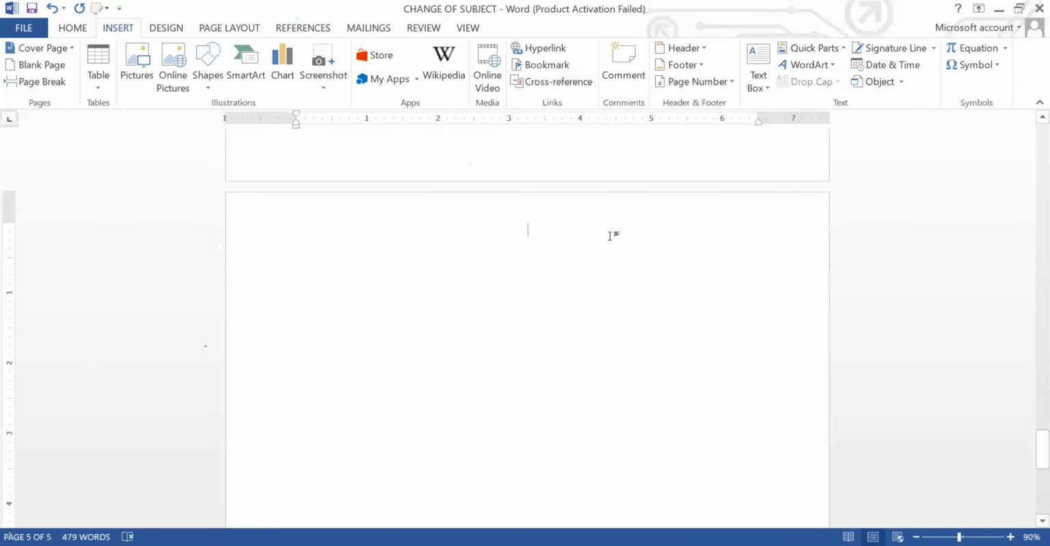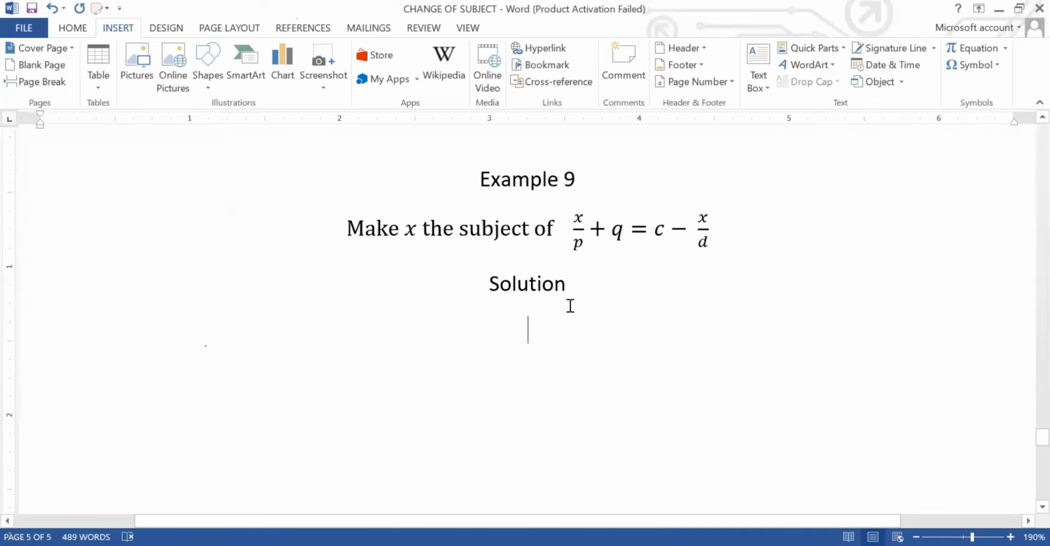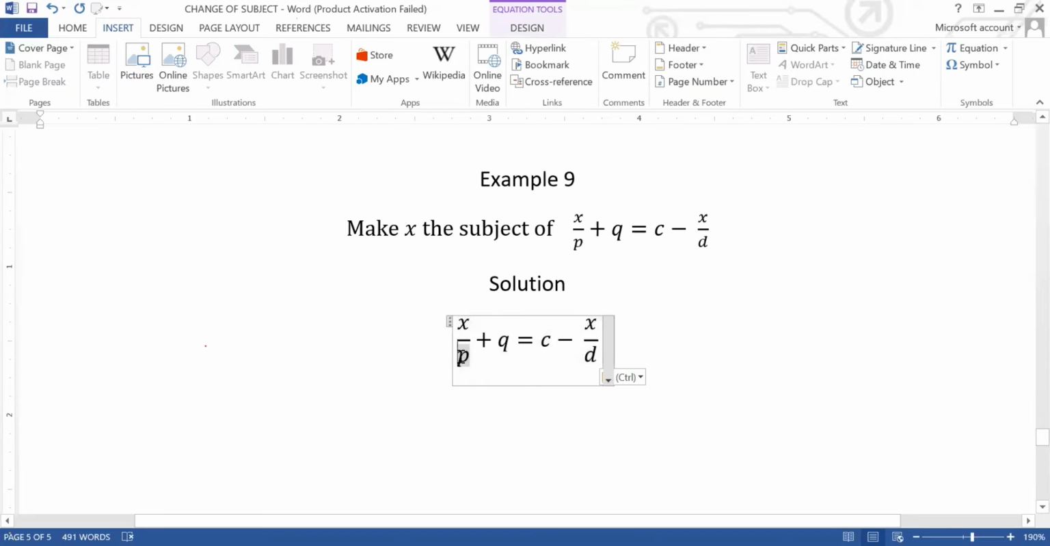Example 9. We are given this. We are asked to make x the subject. You know there are denominators. We need to multiply through by the LCM. I told you whenever you find a denominator, multiply through by the LCM, right? And the LCM here is PD. Okay. So let's multiply through with that.